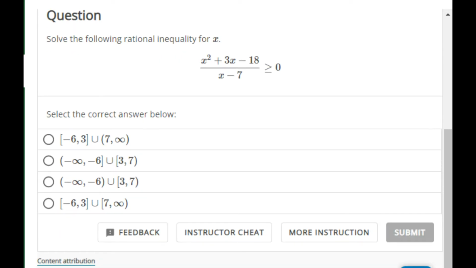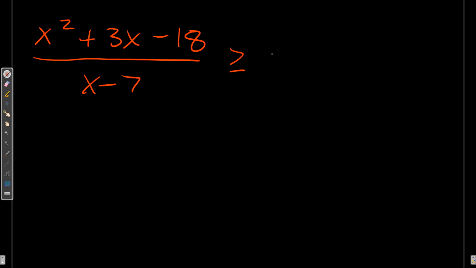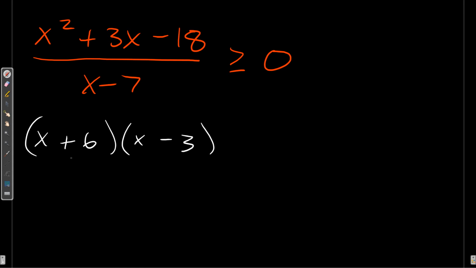Super. Up next, we have this other rational expression. All right, it is x squared plus 3x minus 18 over x minus 7, greater than or equal to 0. Okay, so once again, our domain does not include 7. And the factorization of that numerator would be x plus 6 and x minus 3.